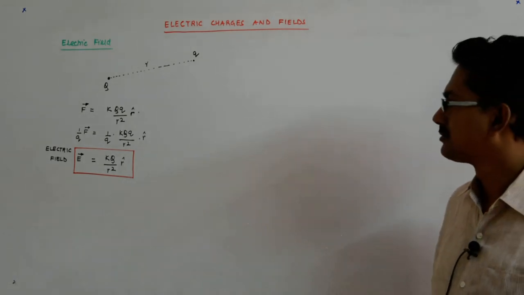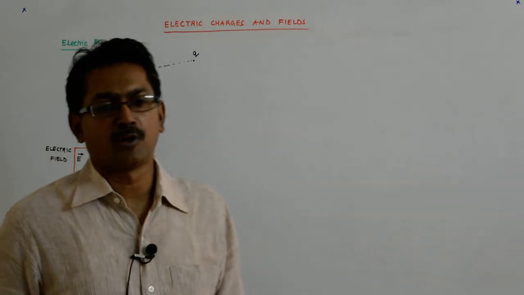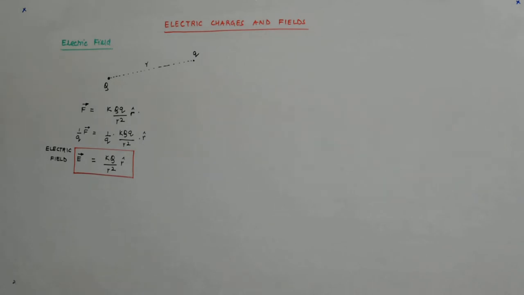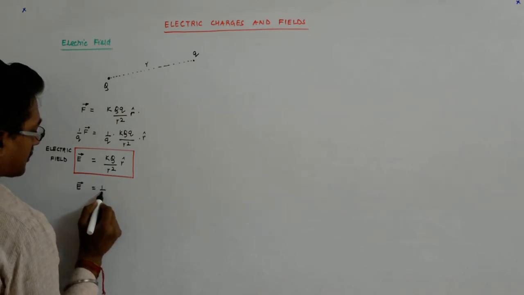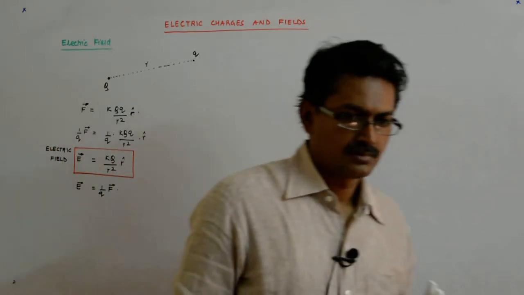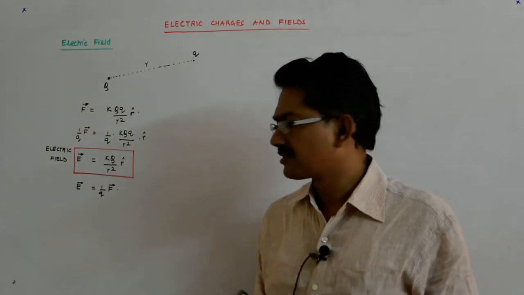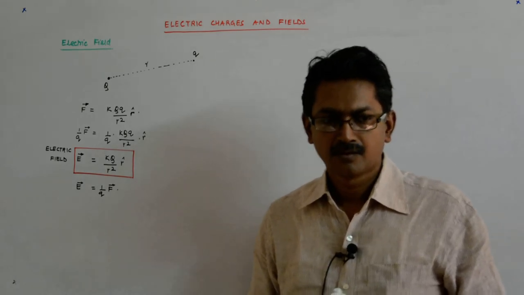Why? Because it is due to capital Q, but is independent of small q. So E will also be equal to F by q. It is electric field E which is 1 upon q into F. It is defined like that, and then the value comes out to be this.